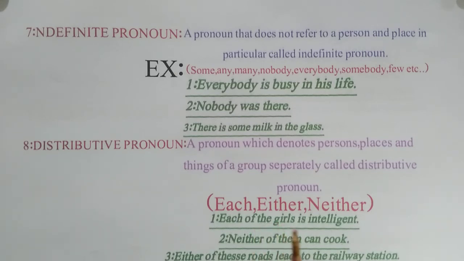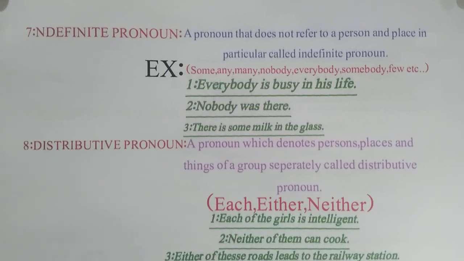Each of the girls is intelligent. Neither of them can cook. Either of these roads leads to the railway station.